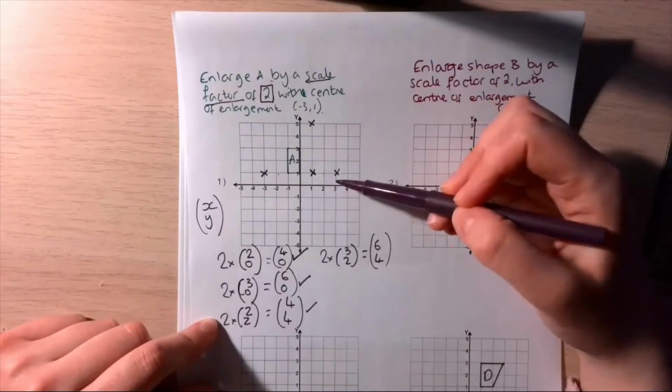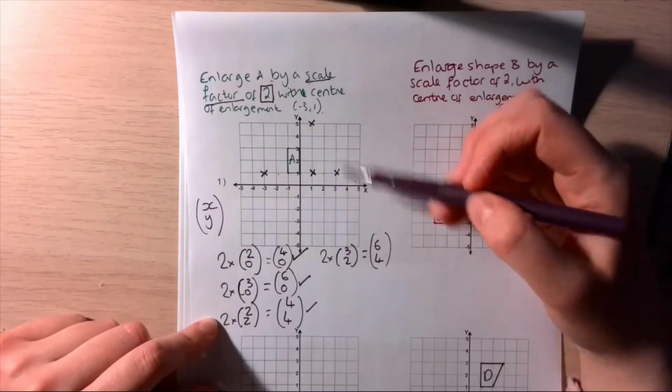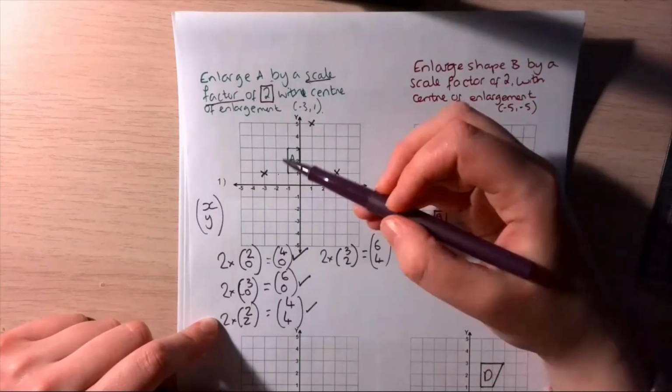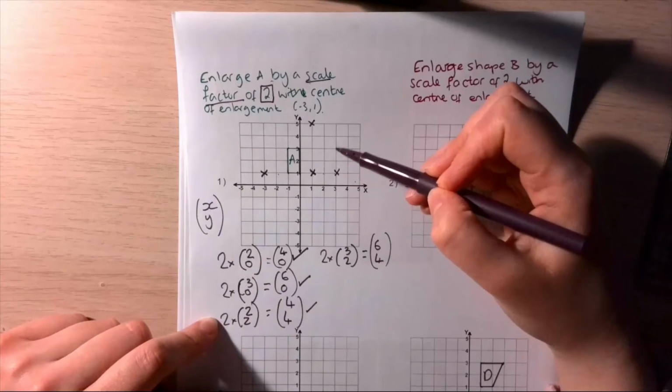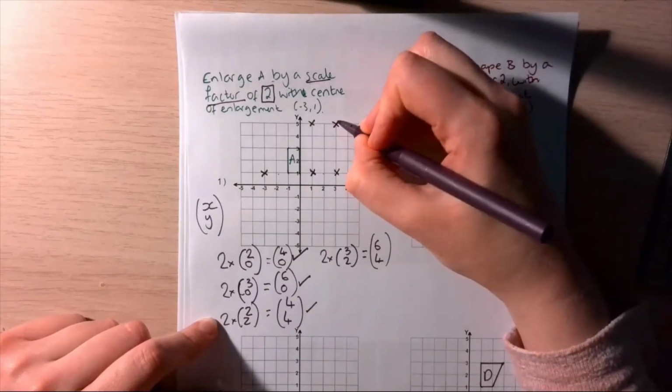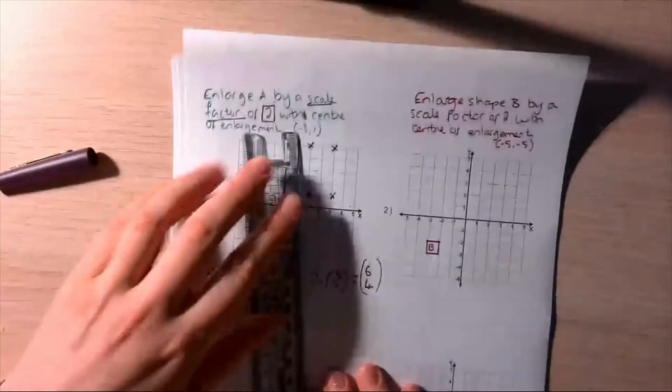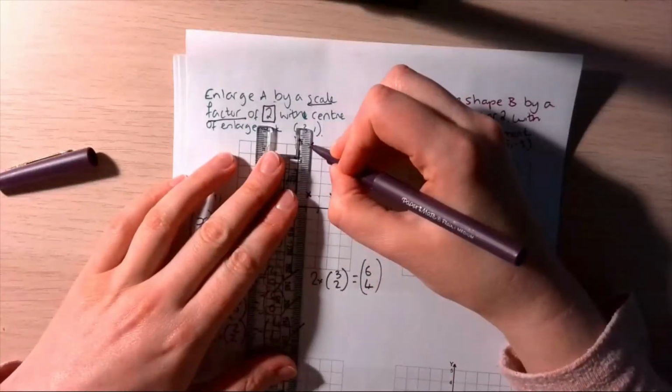And the last one, and I'm going to do it, but actually you might have started to spot the shape of this. Now you can see it coming together. We're going to go along by 6 and up by 4. 1, 2, 3, 4, 5, 6. 1, 2, 3, 4. And they make our new shape, and this is our enlargement. Okay, I'm just going to join them together with a ruler, please.